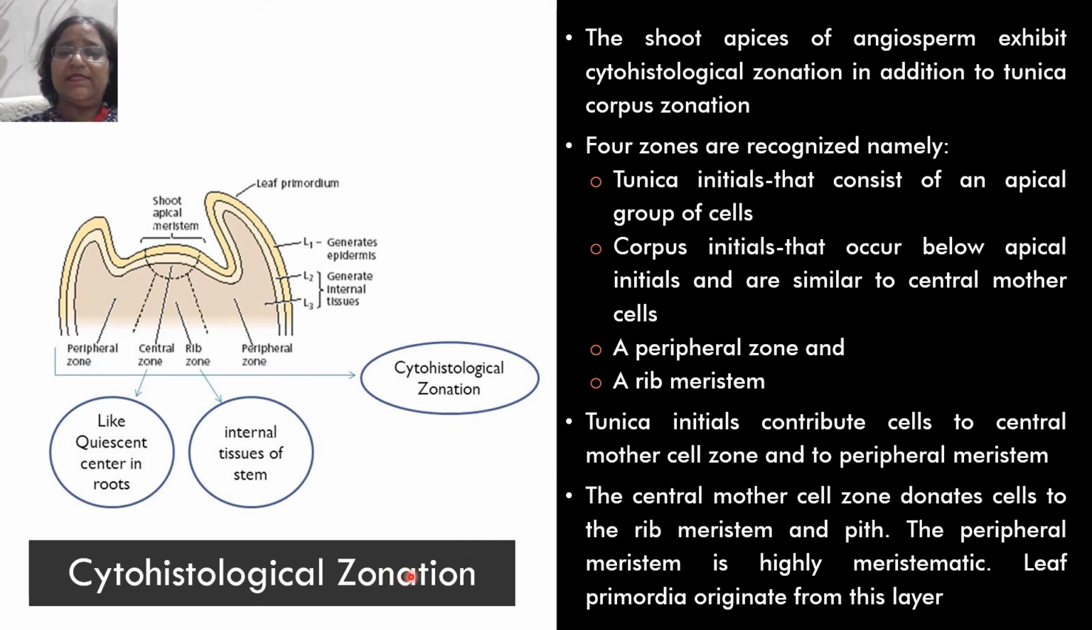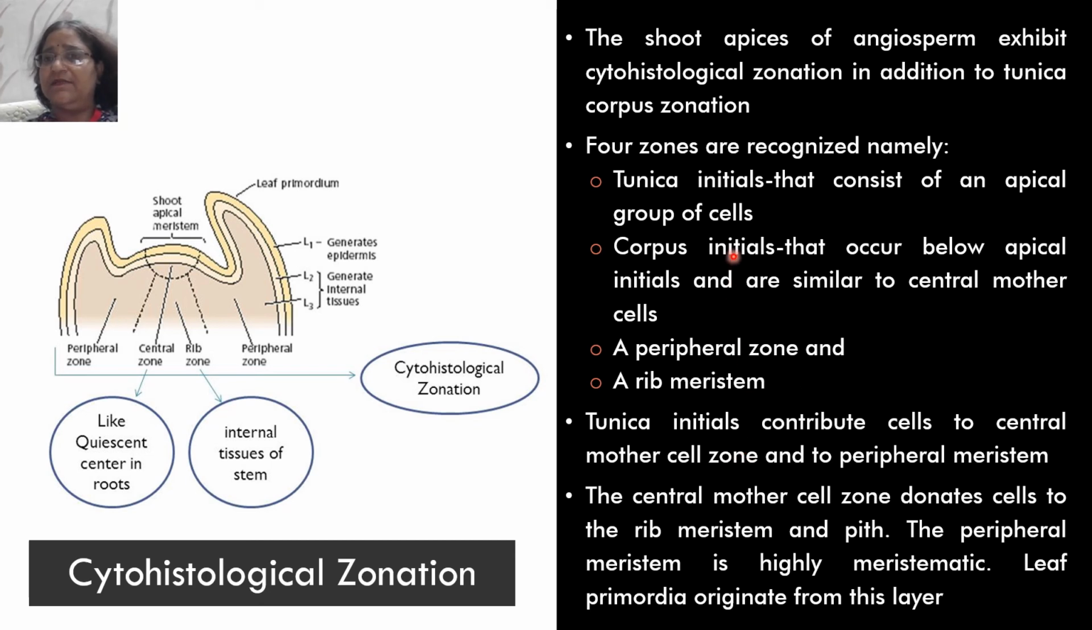Also, you can see here the cytohistological zones. The shoot apices of angiosperms exhibit cytohistological zonation in addition to tunica corpus zonation. 4 zones are recognized: tunica initials that consist of an apical group of cells, the shoot apical meristem; corpus initials that occur below the apical initials and are similar to the central mother cells. We have studied it before in the previous slide, then the peripheral zone and the rib meristem.